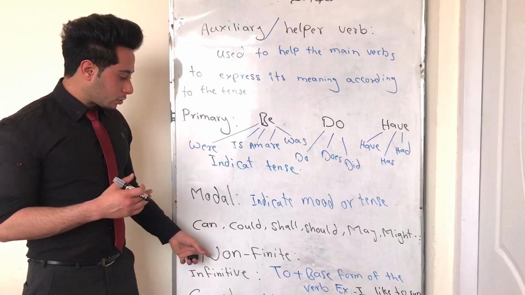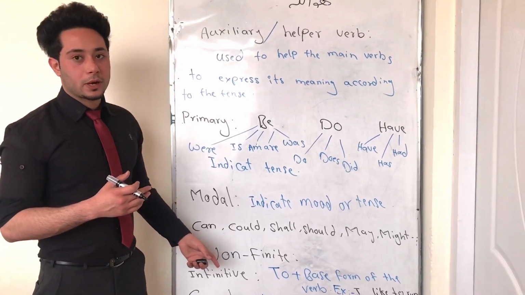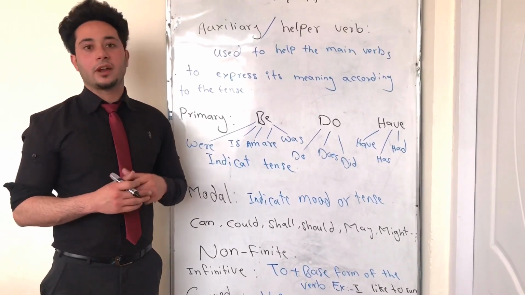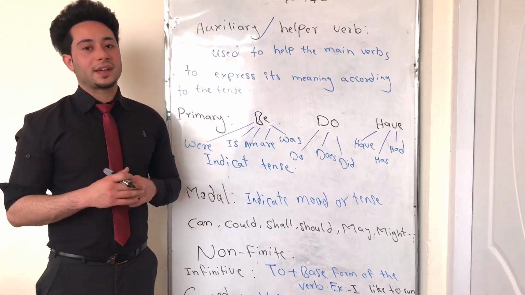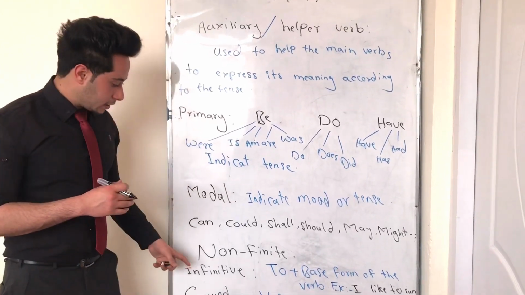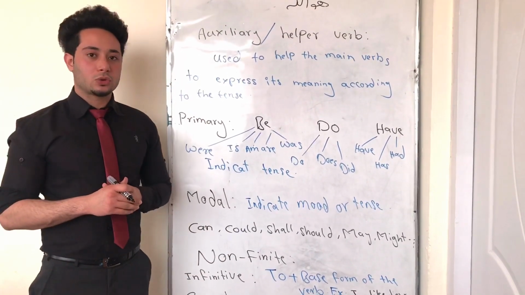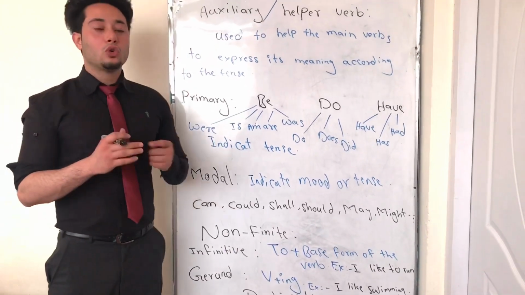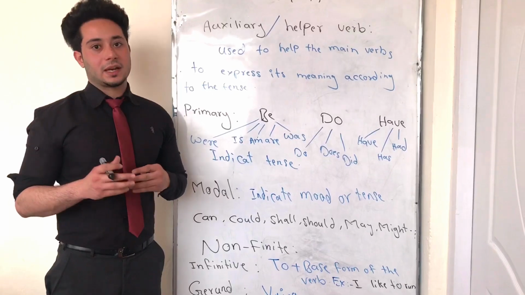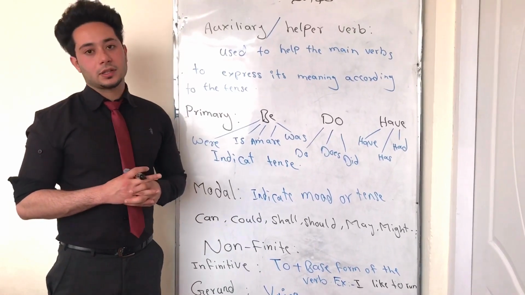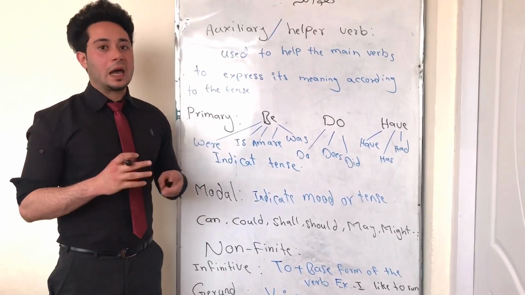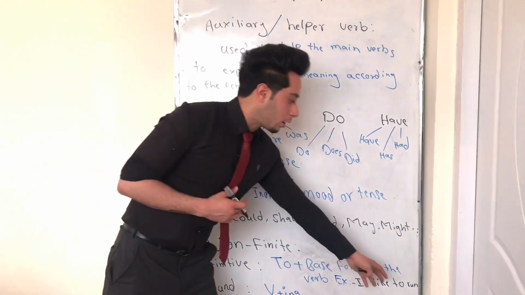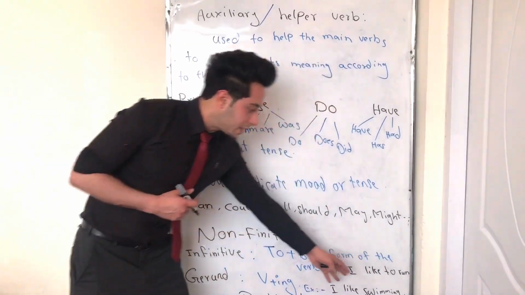And the next one is, what are non-finite verbs? Non-finite verbs are those verbs that do not accept any change. And there are three kinds of non-finite verb in English, which are infinitive, gerund, and participle. What is an infinitive? An infinitive is to plus the base form of the verb that works as a noun. For example, I like to play. I like to run. In this sentence, to run is an infinitive.